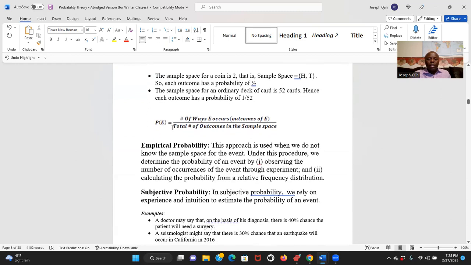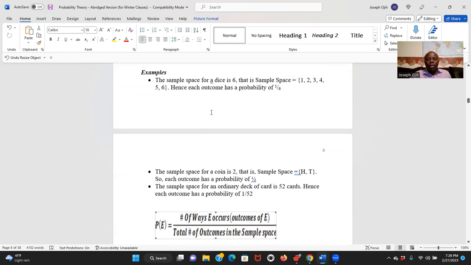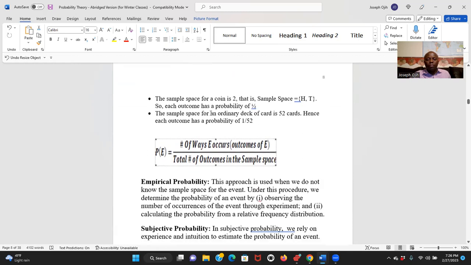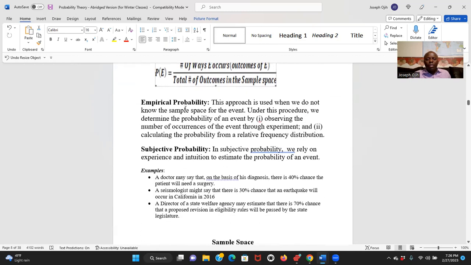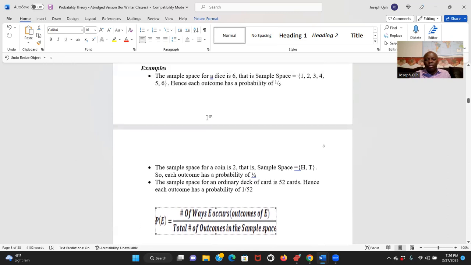So under the classical, the formula for the probability of an event is: the probability of that event happening is the number of ways event E can occur divided by the total number of outcomes in the sample space. That is for classical probability. For empirical probability, before I explain that, let me throw more light on classical.